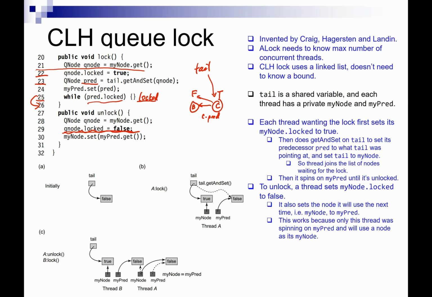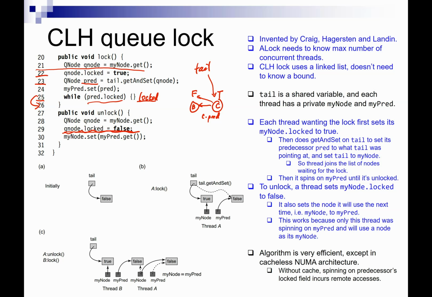We have some examples here, and the text just says what I was illustrating. So let's go back here. Let's say that this is still true. There's one last thing I want to talk about, which is the efficiency of this algorithm. This algorithm is actually very efficient in most architectures, because the only spin operation, the only operation I do over and over, is this read operation. I'm just reading my predecessor's locked variable.